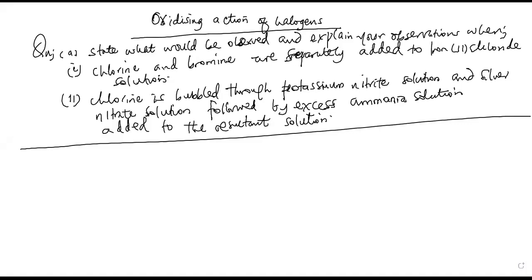Right, so now we are going to look at the oxidizing action of halogens, or how these halogens act as oxidizing agents. So I have the guiding questions there. State what would be observed and explain your observations when chlorine and bromine are separately added to an iron 2 chloride solution.